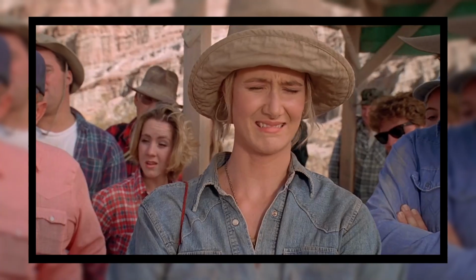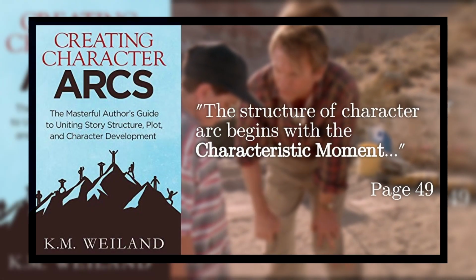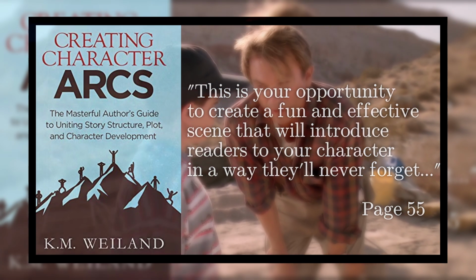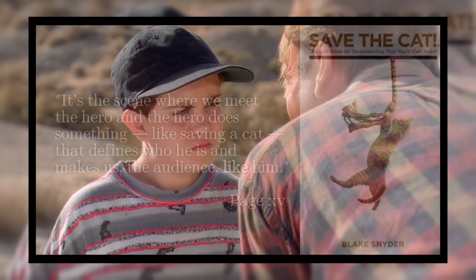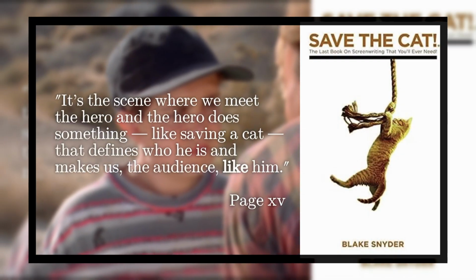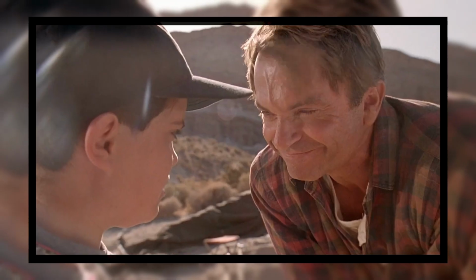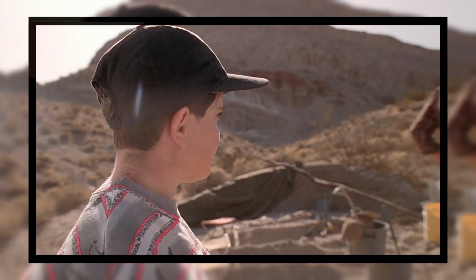This is a great moment of what K.M. Weiland calls a characteristic moment, where we learn about the character through a choice they make. Grant didn't have to scare the crap out of this kid, he chose to. It's also a great example of why such moments don't need to be moral actions. Grant doesn't save a cat, he traumatizes a child.